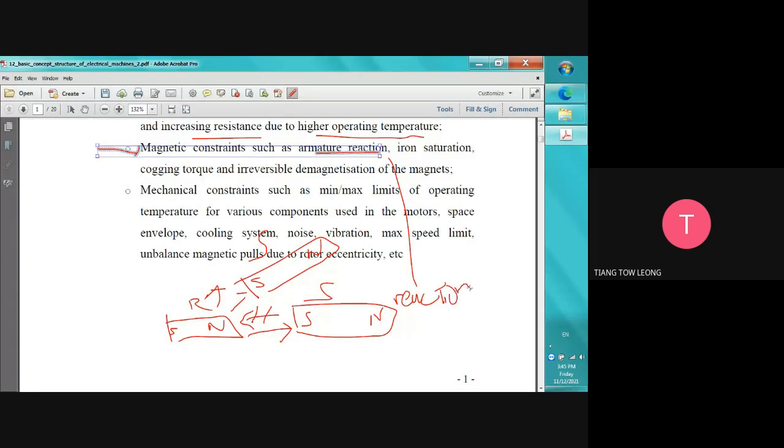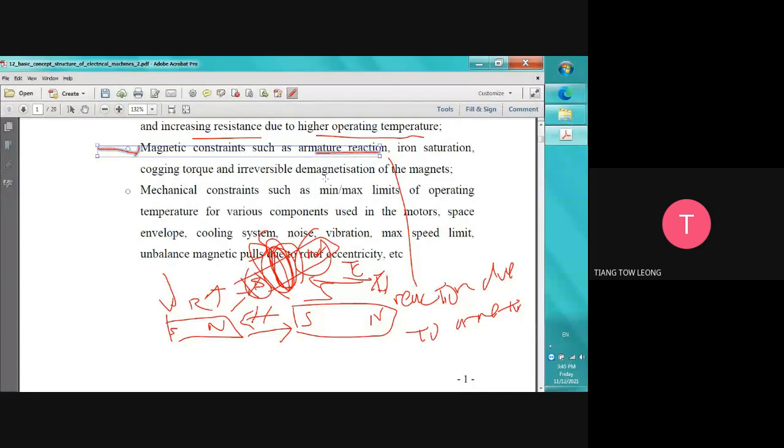Reaction due to armature winding. So where is the armature? The armature is here, with the coil here. If we inject current, then we will get the north and south pole. If we do not inject, then nothing happens here. Now we want to see what will happen if I inject the current.